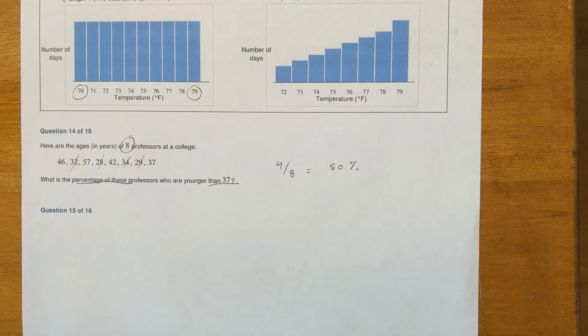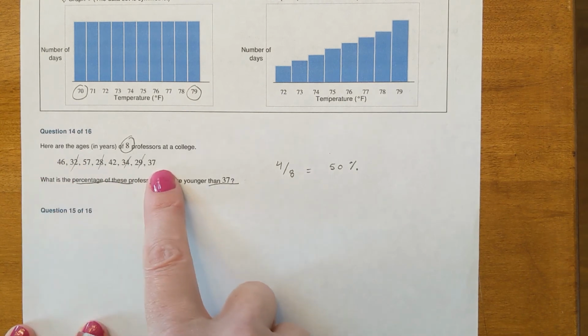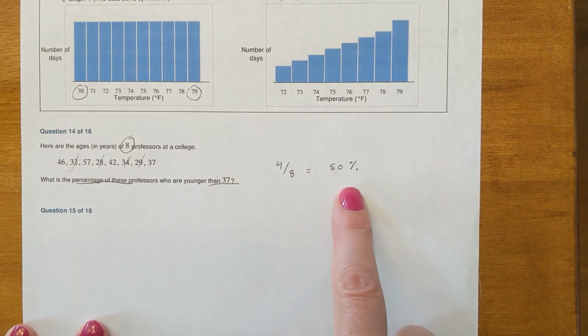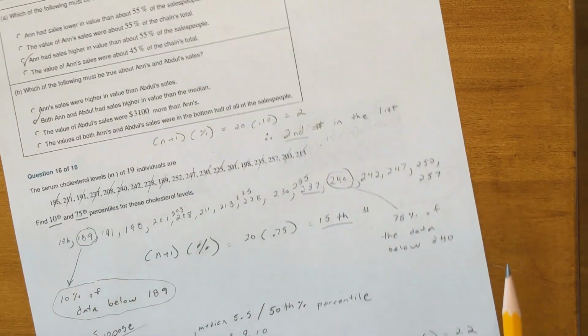Okay, 14. Here are the ages and years of 8 professors at a college. What is the percentile of professors who are younger than 37? So I added up how many were younger than 37. There were 4 of them, out of 8 professors. So 4 out of 8, 50%. Okay, and then number 15.